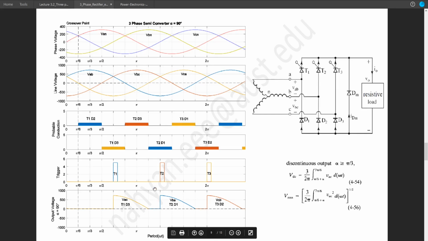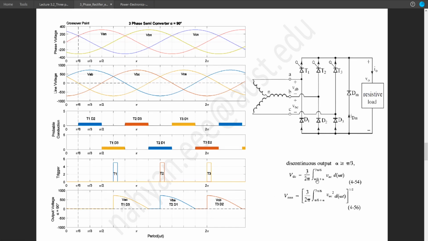D1 is turned on, but D1 alone cannot complete the circuit. So in this portion, there will be a discontinuity. After that, T2 and D1 is on, and for that we will have VBA. And after another discontinuity, we will have T3 and D2, hence VCB. So this portion of VCB will continue to the next cycle.